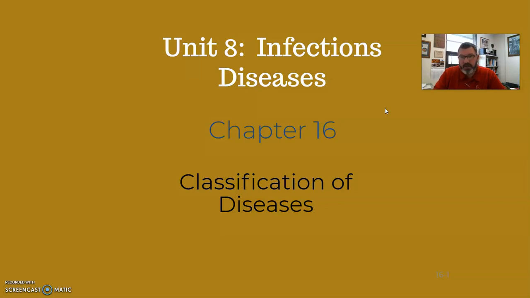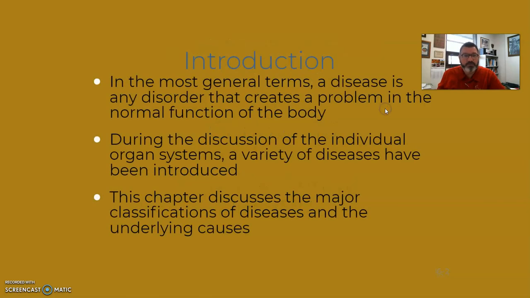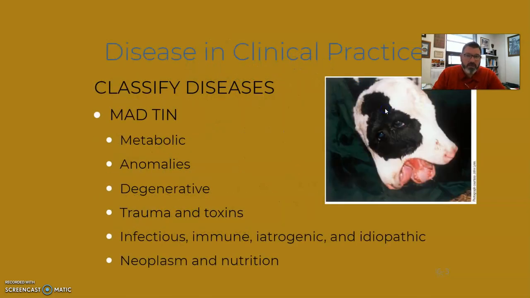So let's talk about disease classification in a little bit more detail here. The textbook gives you an acronym, as oftentimes is useful in helping you remember certain things. Disease can be categorized or classified using this MAD-10 acronym as either metabolic anomalies, which would be weird things like what's in the picture here of a two-headed calf, degenerative, trauma and toxins, infectious, immune, or idiopathic, and neoplastic and nutrition related. So there's a lot of different things here that they could categorize.